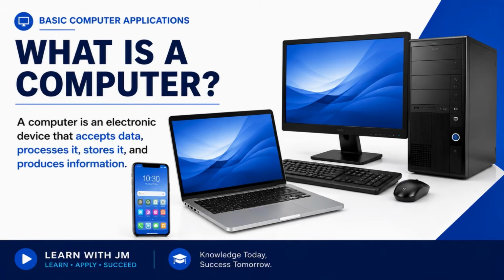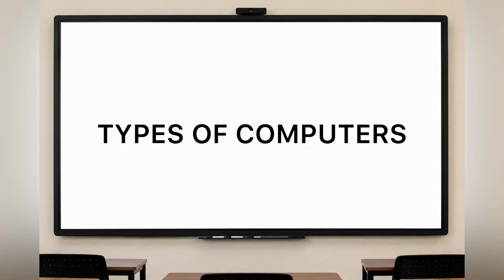Throughout this lesson, you will notice that computers follow the same basic process. They receive data, work on it, and provide a result. Now that we understand what a computer is, let's look at some common types of computers. Not all computers are the same. They come in different sizes and are designed for different purposes.